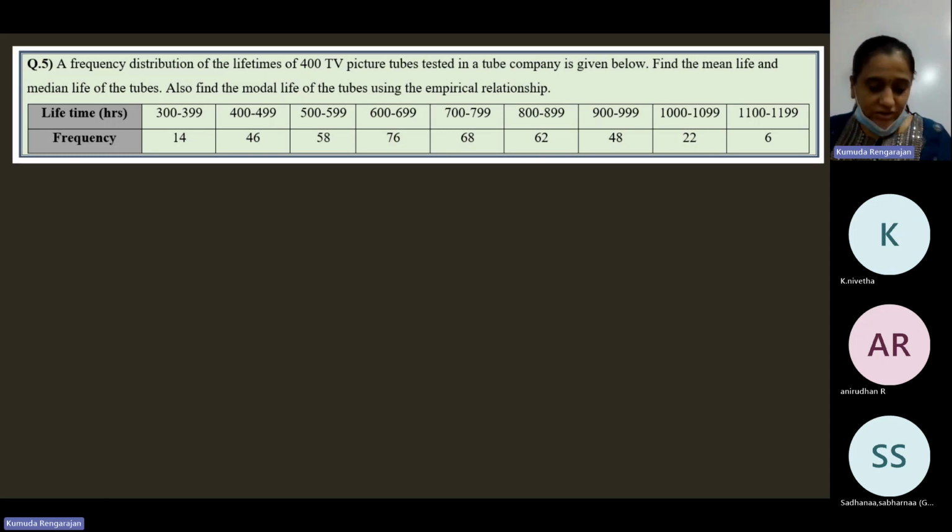Online children, I'm going to unshare my screen and stop projecting. Niveda, tell me the DI values. Quickly read your DI values. Minus 400, minus 300, minus 200, minus 100, 0, 100, 200, 300, 400. XI values, Niveda. 349.5, 449.5, 549.5, 649.5, 749.5, 849.5, 949.5, 1049.5, 1149.5. Very good, Niveda. Thank you.